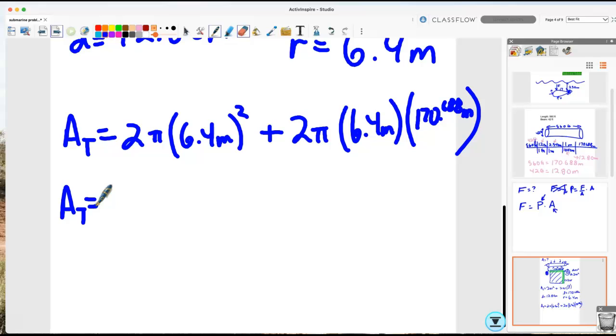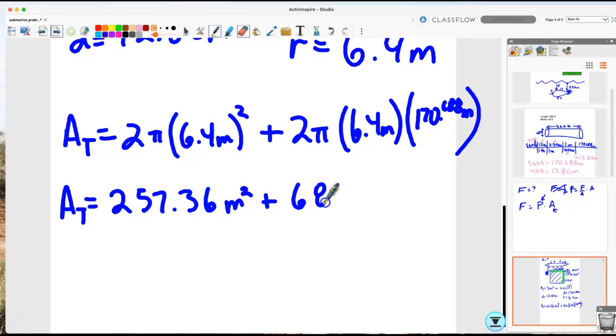So we have 2 times pi times 6.4 squared. So that's going to be 257.36 meters squared, plus, let's do the next one, 2 times pi times 6.4 times 170.688, and that is 6863.77 meters squared. And again, because of the 2 meters, meters squared. So that way they'll add together.